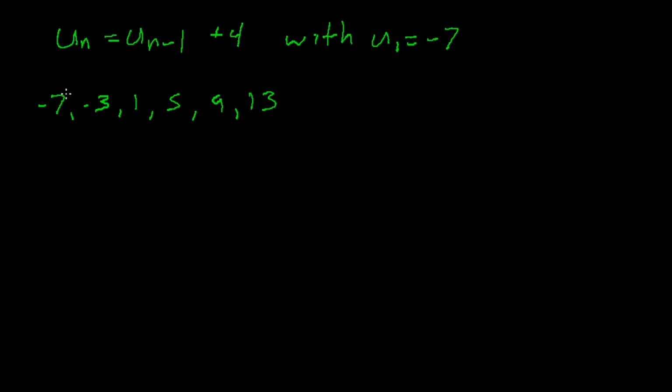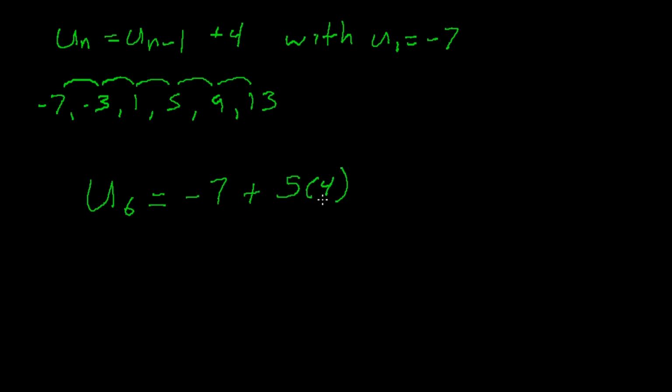Well, to get to the sixth term, we had to add 4 once, twice, 3 times, 4 times, and 5 times. So to get to the sixth term, we had to add 4 5 times. So let's look at that. To get to our sixth term, u sub 6, we started out with negative 7, and we added 4 5 times. So we had 5 4s. And you'll see we have negative 7 plus 20 does in fact give us 13.